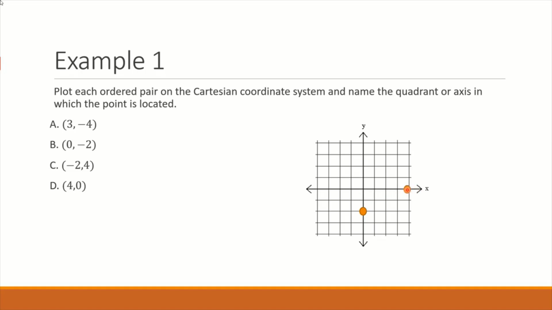This is (4, 0). Right there, (4, 0). So it moves to the right 4, and it's not going up or down. This is (-2, 4), so this would be letter C: -2 for the x, and then going up 4, you land there. And then A, 3, and then down 4.